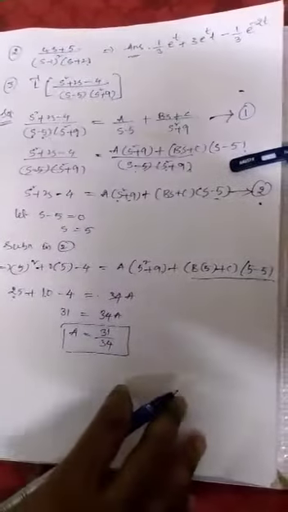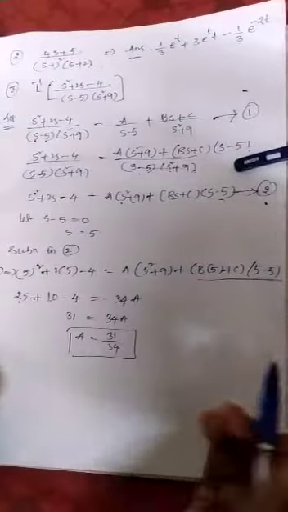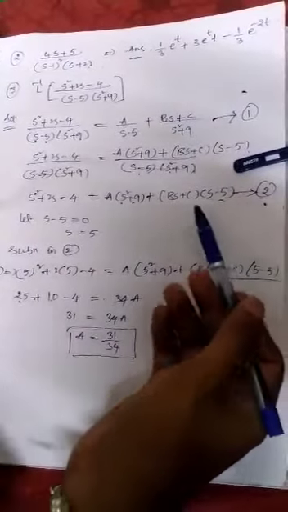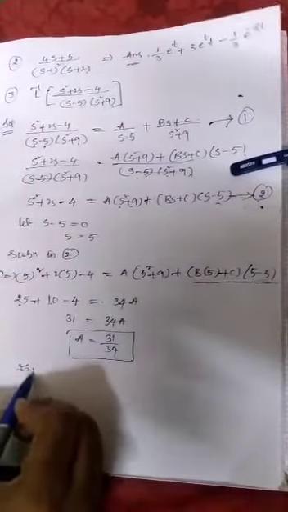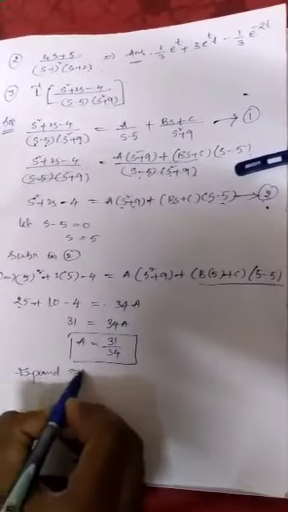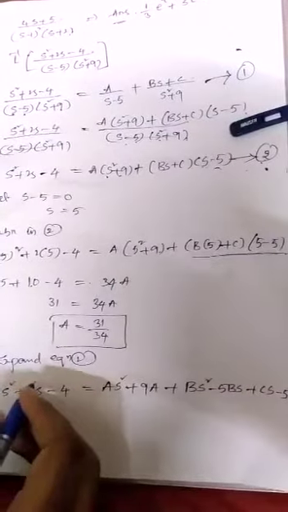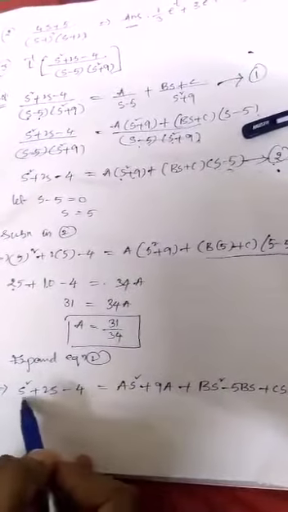Then how to find the remaining two values? So what are the remaining two values? B and C. Then how to find B and C? By expanding equation number 2, because we don't have any other linear factors here. So expand equation number 2. By expanding equation number 2, you will get this equation.